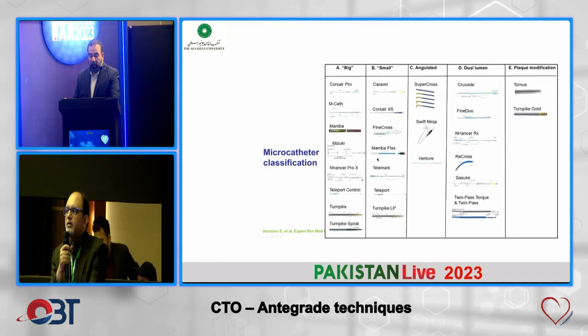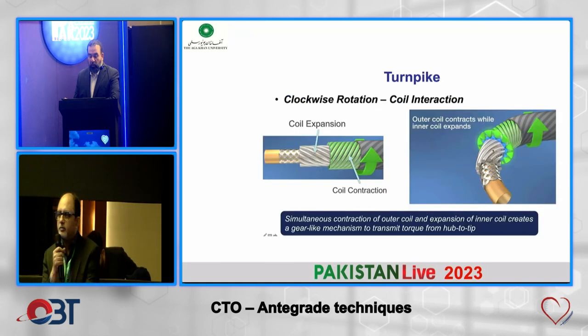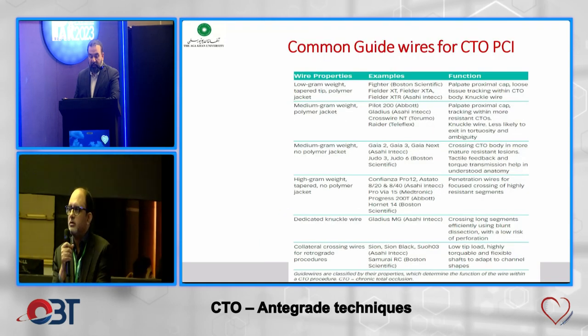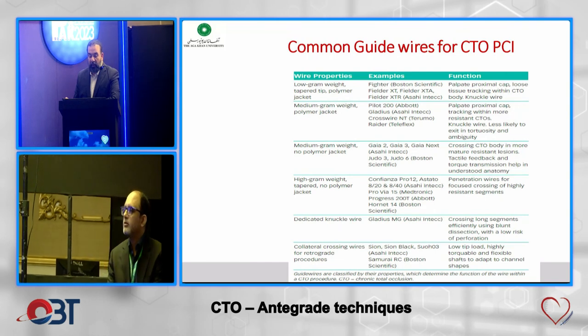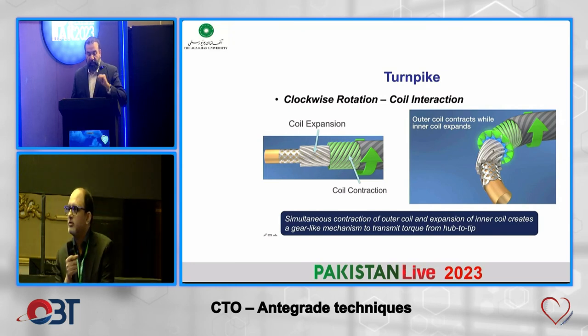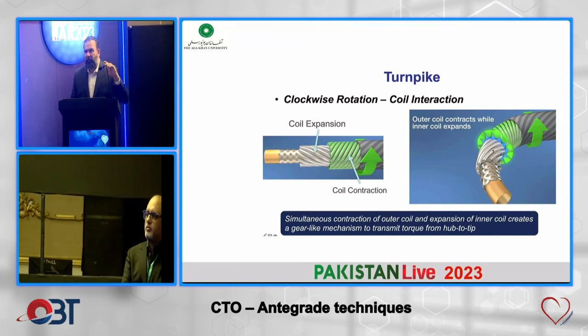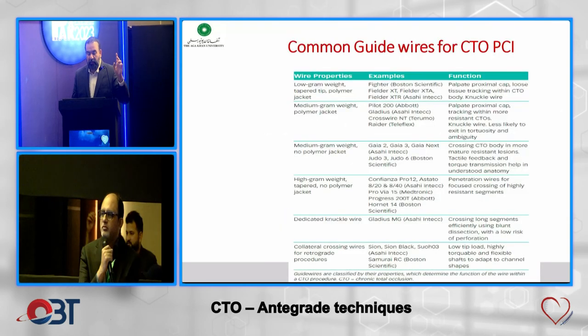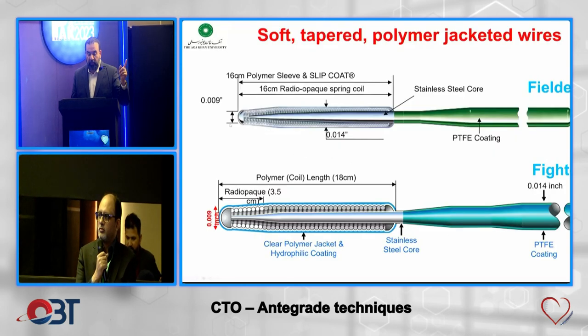Exactly. So in the interest of time, we will then go to the case. Microcatheter aapne chuna, Turnpike LP. Yeah. So a Turnpike LP was chosen, and next slide please. Okay. And so we basically, yesterday we did the talk on equipment, because in the interest of time, I want to make sure we show the other cases also.